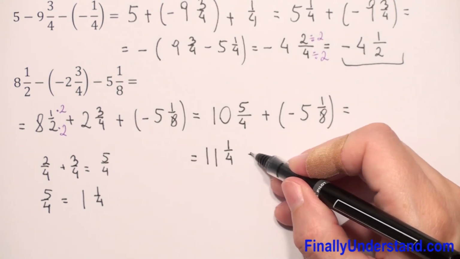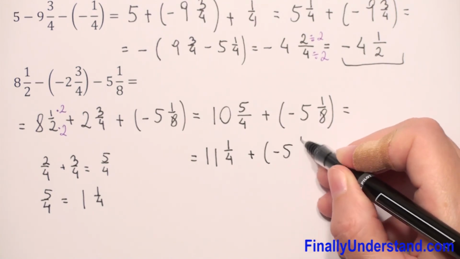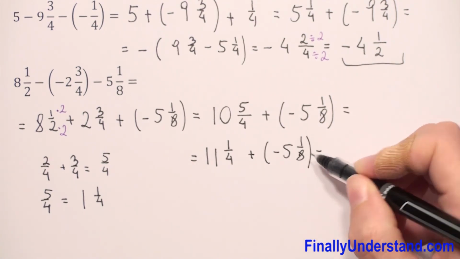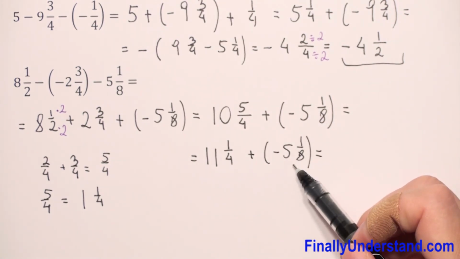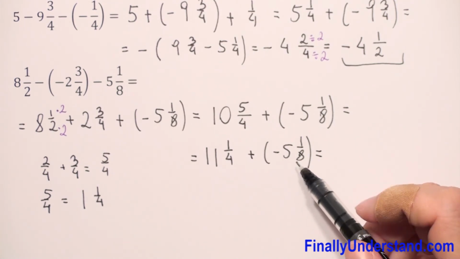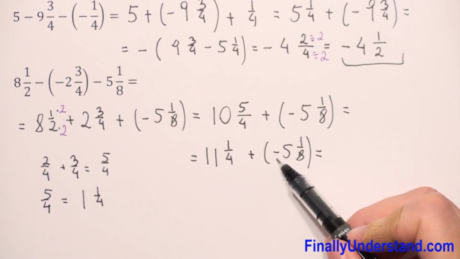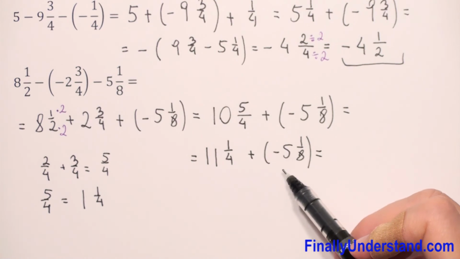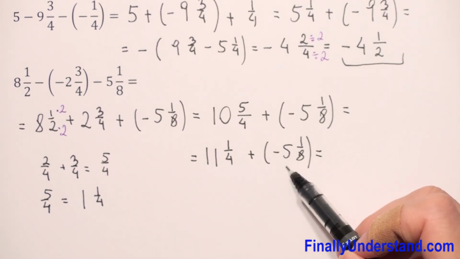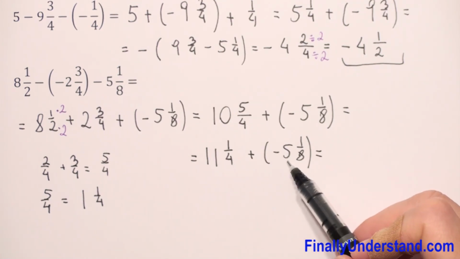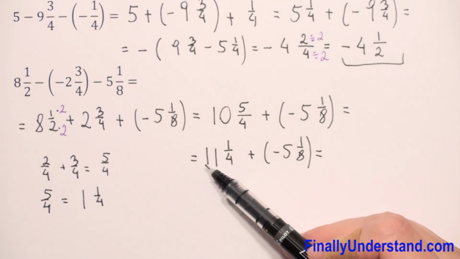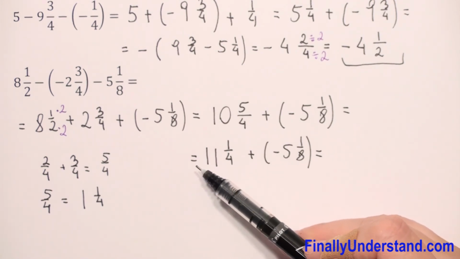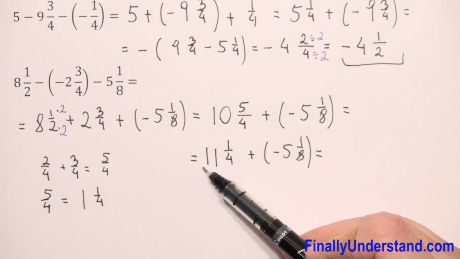Let me copy plus negative 5 and 1 over 8. So this is equal to a positive plus a negative number. So first we forget about the negative sign and we check which of these two numbers is greater. 11 is greater than 5. So we check the sign before the greater number. We don't have any sign. It means it's positive. Always we don't write the positive sign.